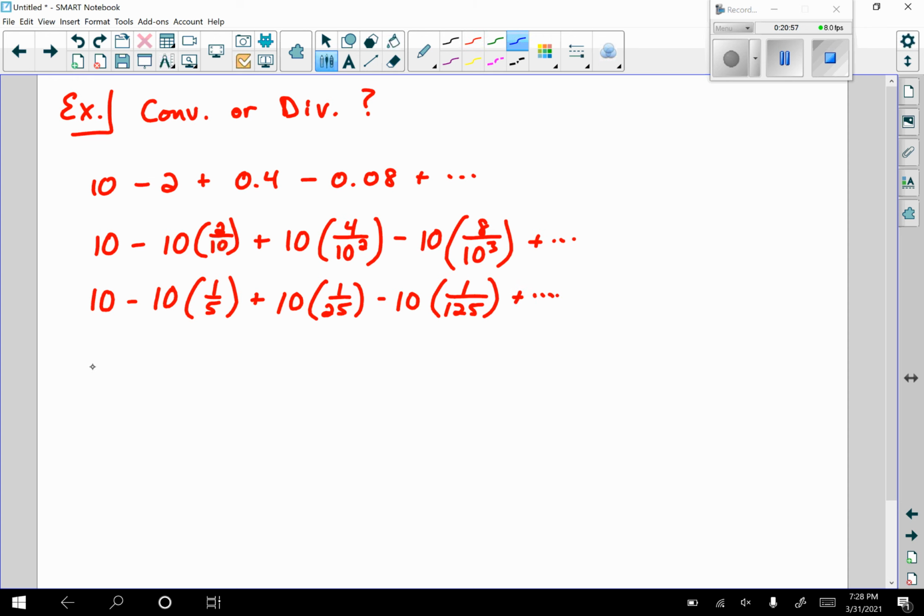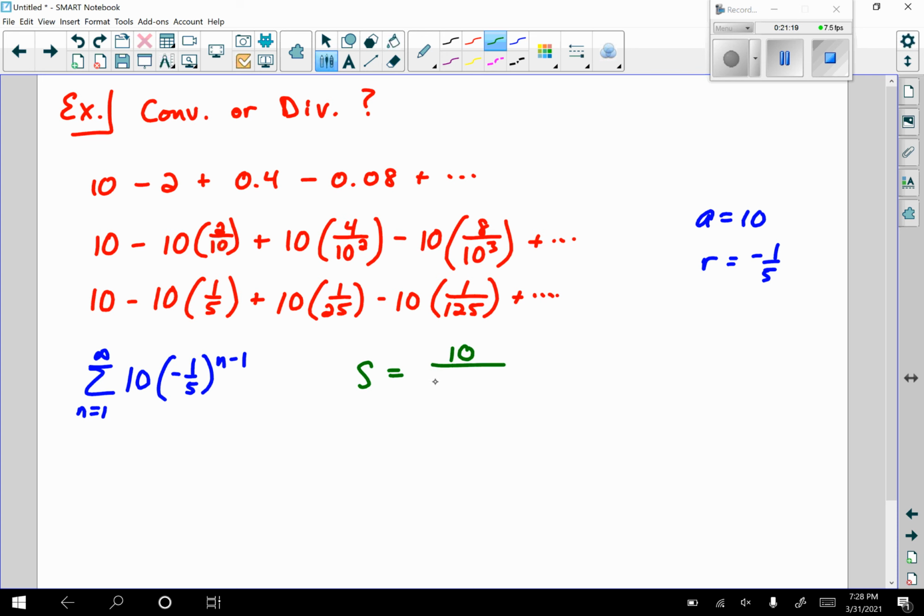So again, here we're going to have summation as n goes from 1 to infinity. A is 10. Because we are alternating, we'll still say r is negative 1/5, so then we'll get negative 1/5 to the n minus 1. And our sum becomes a, which is 10, over 1 minus a negative 1/5. So like the last problem, this time we'll get 10 over 6/5. So we multiply 10 by 5/6, so we'll get 50 over 6, which is 25 thirds.